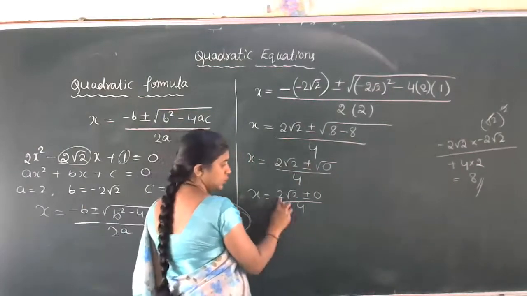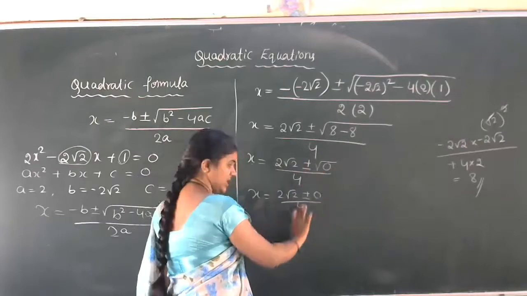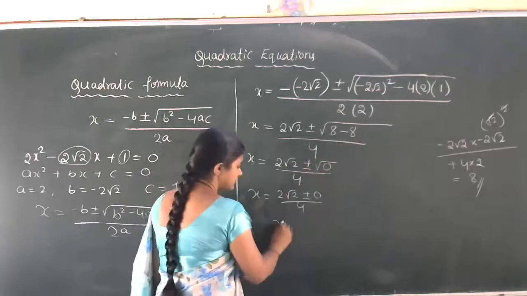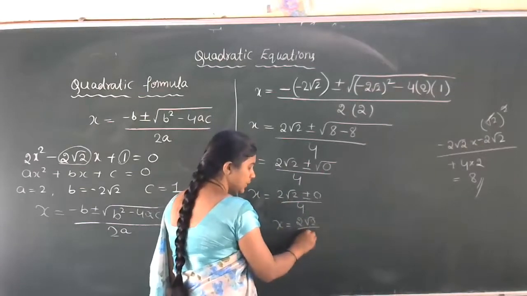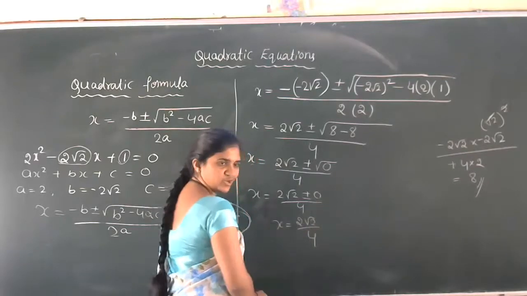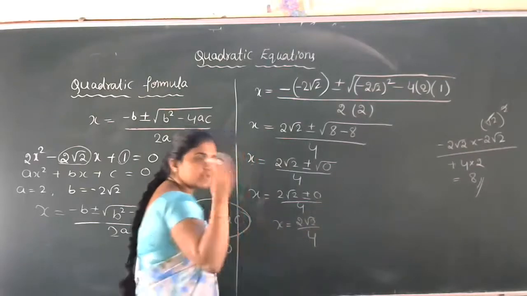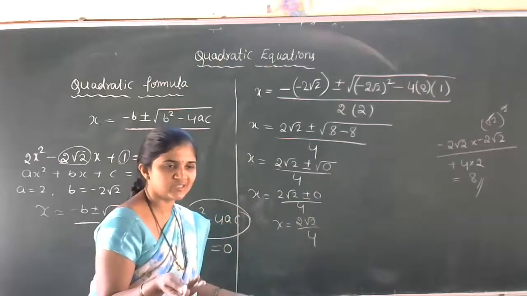x is equal to 2 root 2 plus or minus 0, this term is 0 only, divided by 4. Then x is equal to 2 root 2 by 4 only, no? So that side is 0. So you can apply plus 0 and then minus 0.